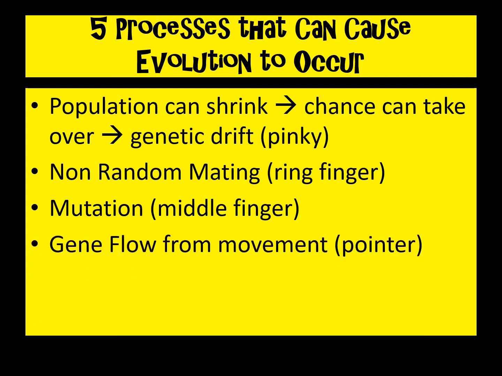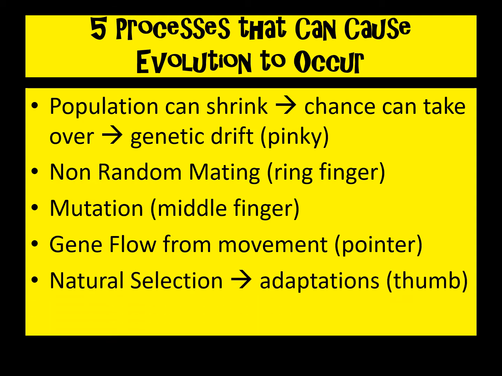Gene flow, which is represented with your pointer finger, so the movement of populations, specifically things leaving or coming into populations, can cause evolution to occur. And lastly, natural selection. So organisms that are best fit will survive and pass on their traits to their offspring. This does lead to what are called adaptations, and that was represented by the thumb. So all of these processes are things that can cause evolution to occur.